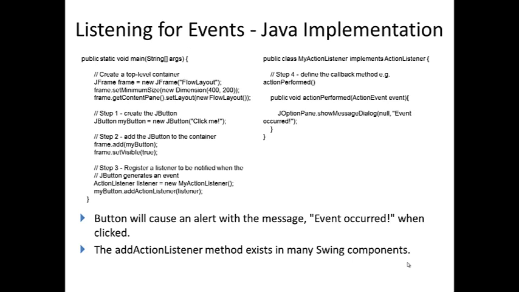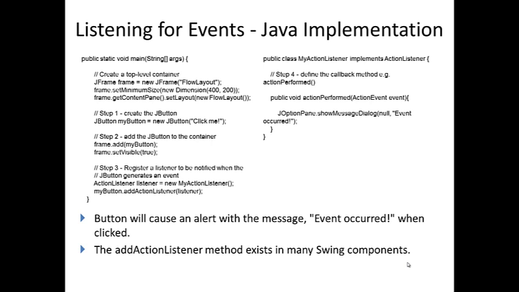Let's take a look at that as a Java implementation. Here we have just a regular main class. We've created a JFrame, frame equals new JFrame, so we have this JFrame called frame. We've set the size, the content pane, and the layout. We create a JButton called myButton, and then we add the JButton to the container, so frame.add(myButton) and frame.setVisible(true). So now the JFrame is visible.